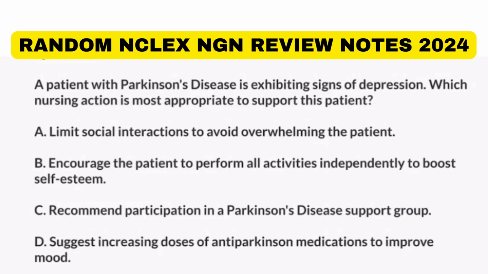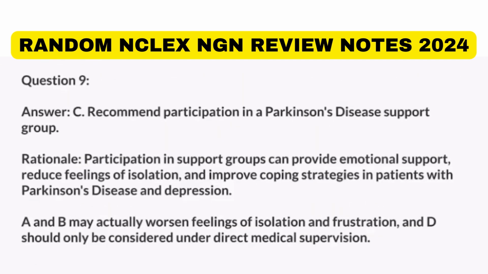Question 9. A patient with Parkinson's disease is exhibiting signs of depression. Which nursing action is most appropriate to support this patient? A. Limit social interactions to avoid overwhelming the patient. B. Encourage the patient to perform all activities independently to boost self-esteem. C. Recommend participation in a Parkinson's disease support group. D. Suggest increasing doses of anti-Parkinson medications to improve mood. Answer: C. Recommend participation in a Parkinson's disease support group.